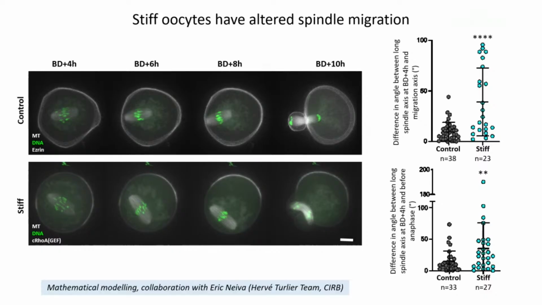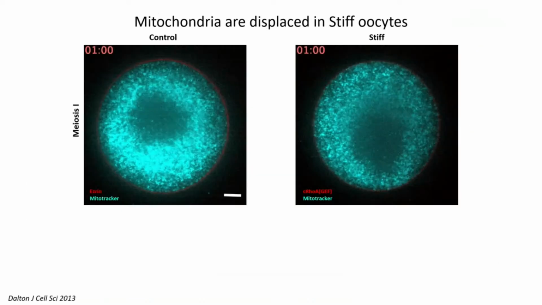And we are again collaborating with the team of Hervé Turlier to understand the migration of these spindles depending on their position at the beginning of migration. So the flows are able to push objects, they're able to push the spindle, but can they also move more discrete objects in the cytoplasm, such as organelles? So we looked at mitochondria first.